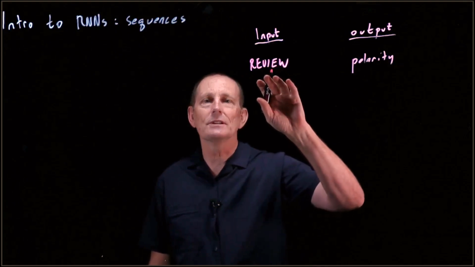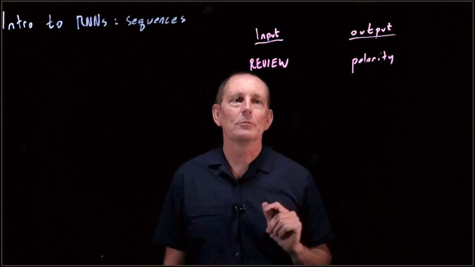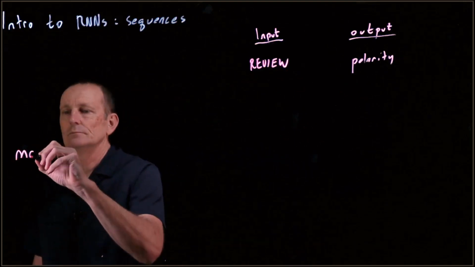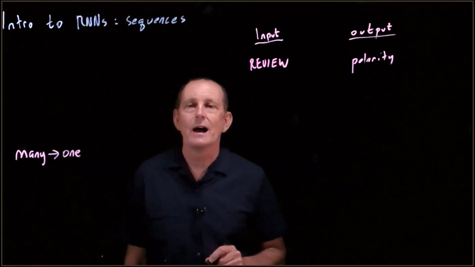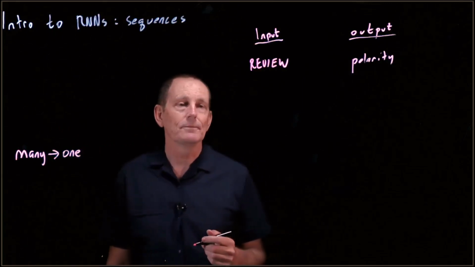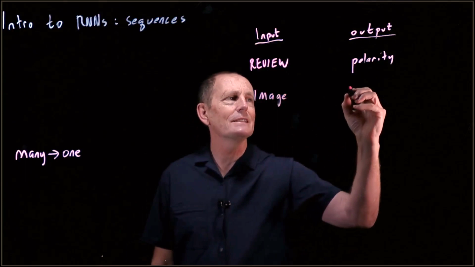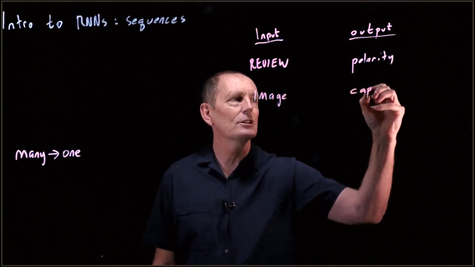So this is a sequence to a single output. So many to one. We can also have the converse, one to many. Here, maybe for instance, we have an image, and as output, we have some sort of a caption.